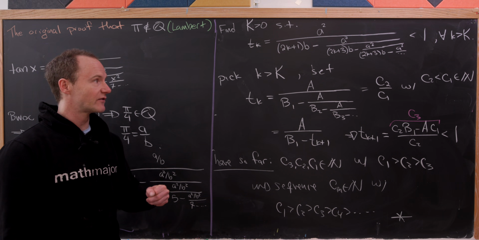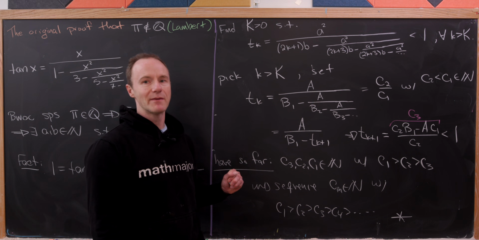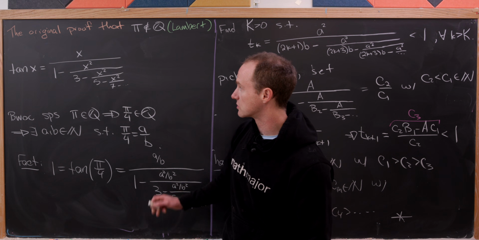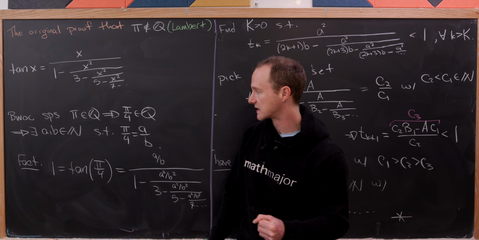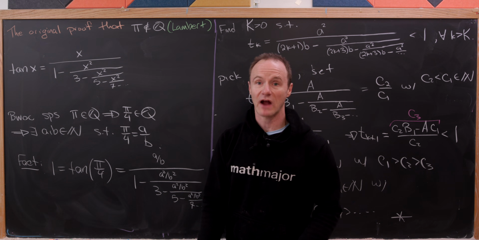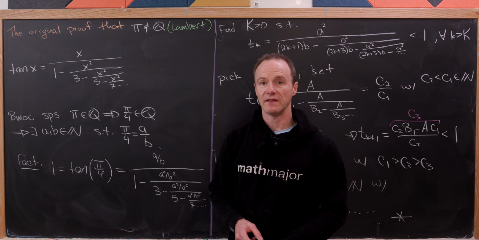But of course, if we have a contradiction, that means that the assumption that we made way back at the beginning of the proof, which didn't follow from our logical argument, must be incorrect. And that assumption is right here, that pi is a rational number, which of course means that pi is in fact irrational. And that's a good place to stop.